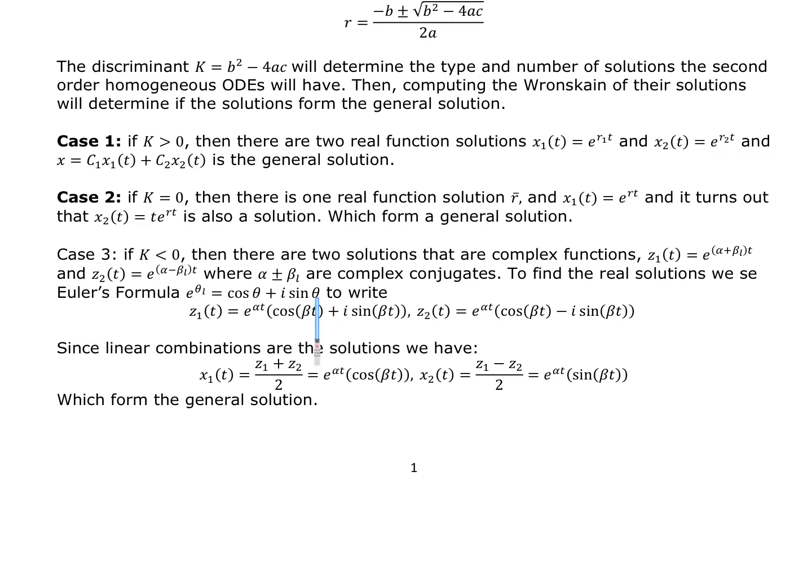So this goes back to our Pre-Calculus 2, when we were learning complex numbers using polar form. So then z sub 1 of t becomes e raised to the alpha t times cosine beta t plus i sine beta t, and z sub 2 will be the exact same thing with the exception that I'm going to have a minus sign between them. Since the linear combinations are the solution, then x sub 1 of t is equal to z1 plus z2 over 2, which gives e to the alpha t cosine beta t, and x sub 2 of t will end up becoming e to the alpha t sine beta t, and this will form the general solution.